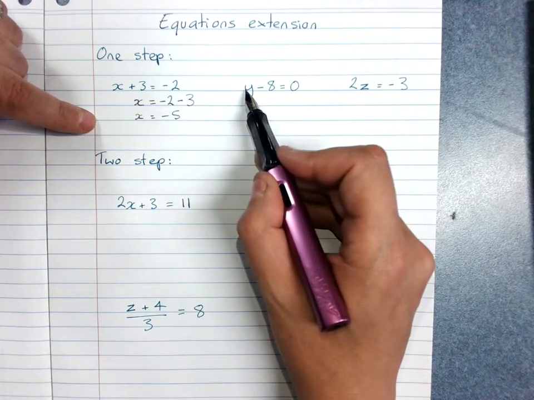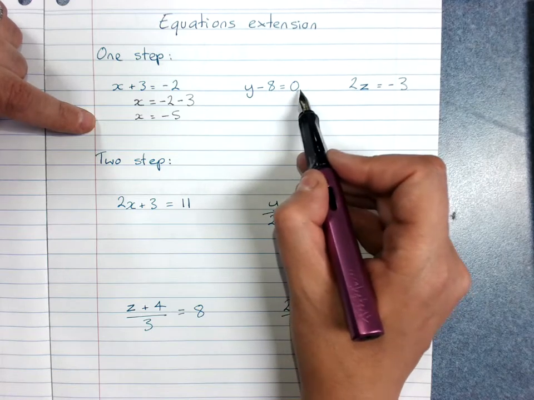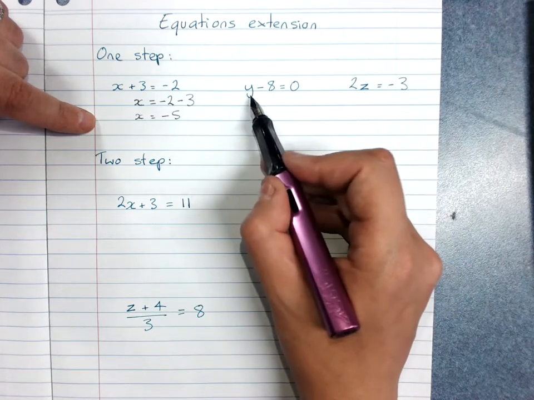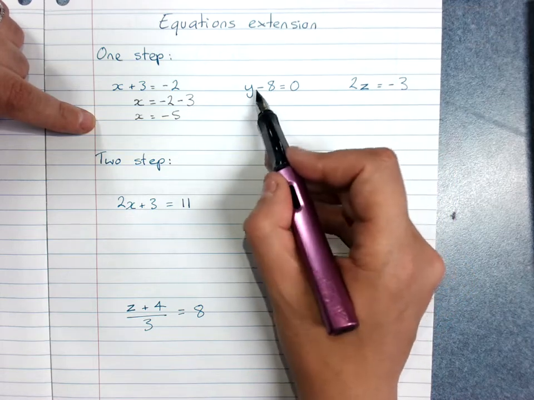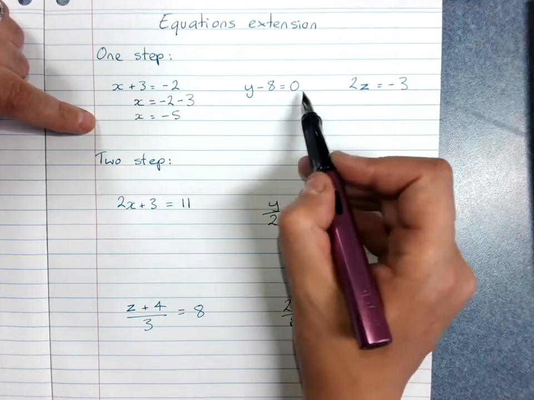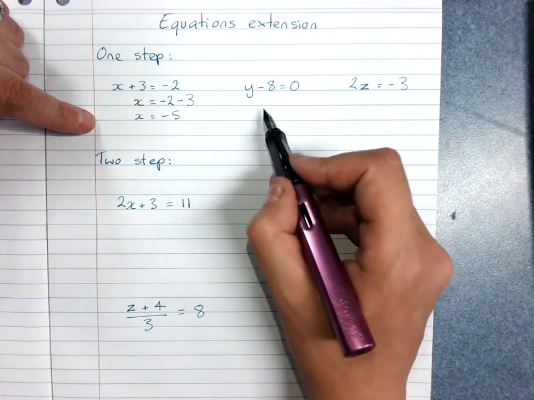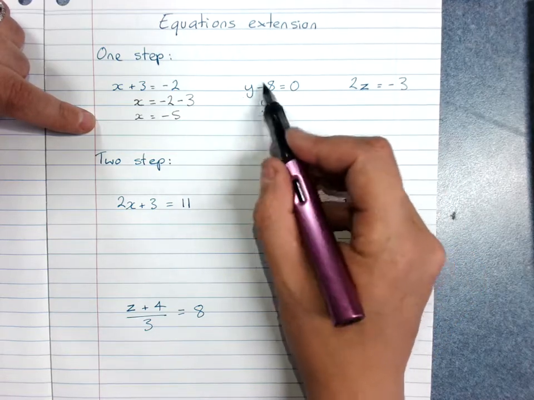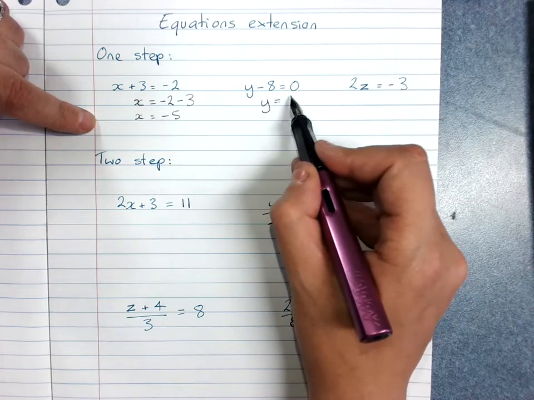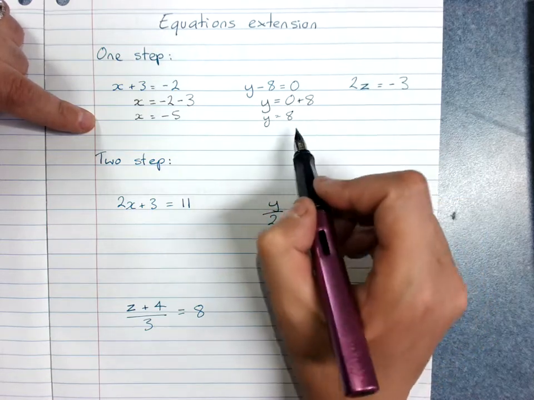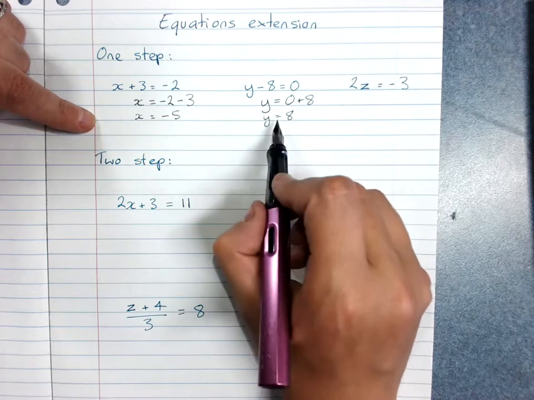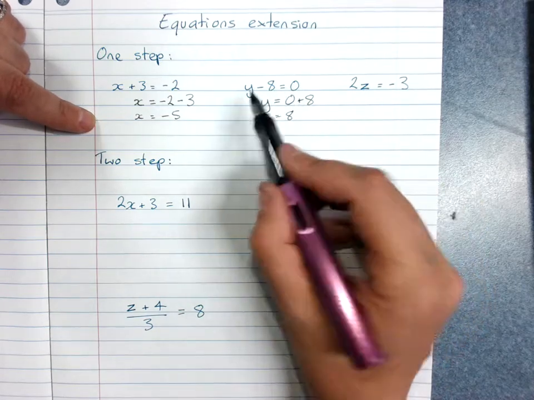Here, y minus 8 is 0. I have y, and 8 was subtracted, and I got 0. So I do the opposite of taking away 8 to both sides. I add 8 to both sides. That leaves me with y on its own, and y will be 0 plus 8. Y is 8. Substitute it back in to check. 8 minus 8 is 0. We're correct.